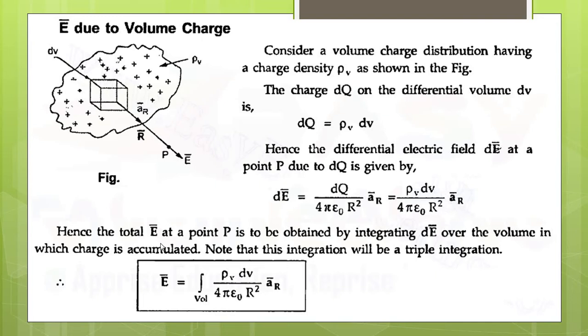Next, to find the total electric field intensity, we need to integrate this equation. Now this is a volume integral. So we have to integrate 3 times, that is a triple integration. So E is equal to the volume integral of rho v dv by 4 pi epsilon naught r square into AR.